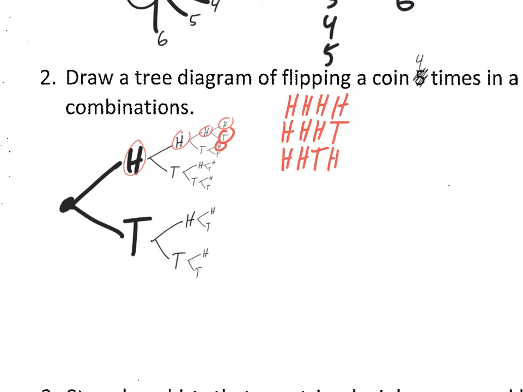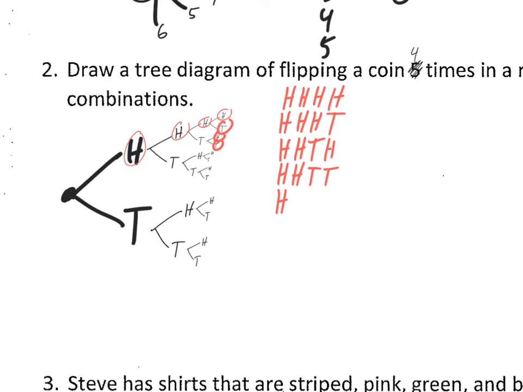And pretty much what I'm doing is I'm going down the list of every possible option. So heads, heads, tails, tails. That takes care of that one. For the next one, I've got heads, tails, heads, heads. So that's done. Heads, tails, heads, tails. That takes care of that one.